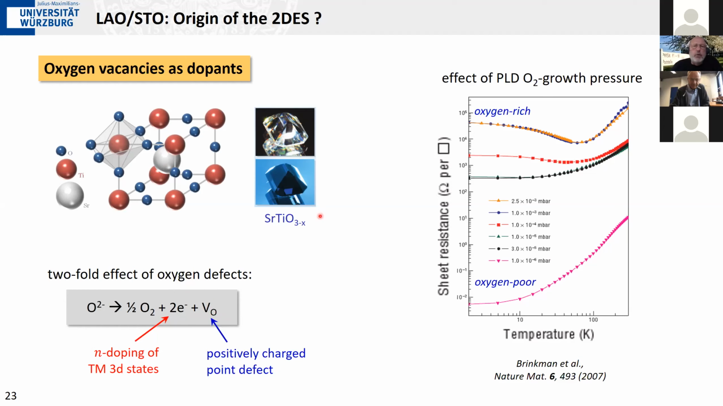And it has been known from studies of bulk STO that oxygen defects cause strong effects.